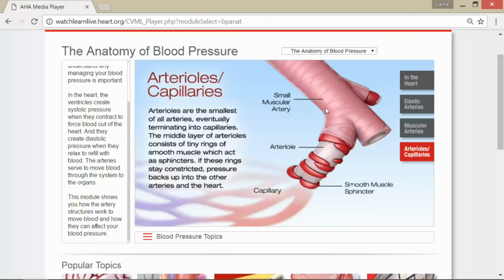So you have the small muscular artery here, and then you have the arteriole right there. The capillaries are what they kind of go into smaller, and the smooth muscle sphincters are there to kind of help constrict it, which is so cool. Body is so amazing.